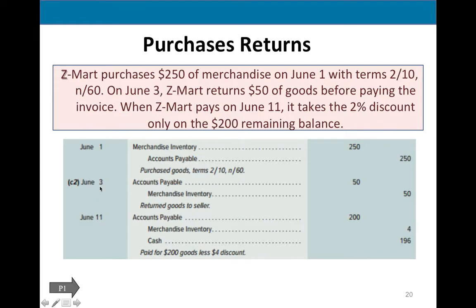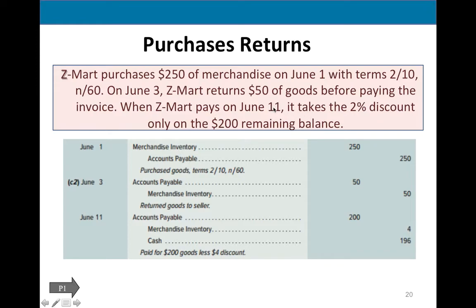On June 3rd, Zaymart returns $50 of merchandise before paying the invoice. So we make a return. What's the transaction? Debit, decrease AP, credit, decrease inventory. So now the question is, how much is my invoice? AP represents the amount I owe, the amount of my invoice. So I still owe $200.